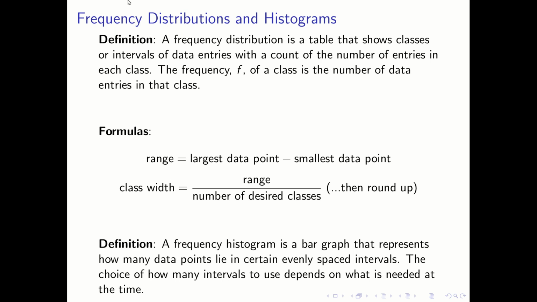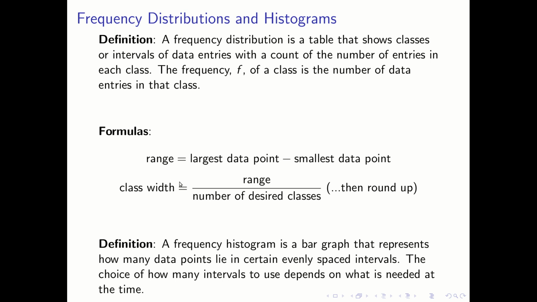So we need two ideas to make a frequency distribution and to make a histogram. First is what's called the range, and the range is just of all your data points, which one's the biggest, and I subtract from that whichever one is the smallest. So this is just the distance between the smallest data point and the largest data point.